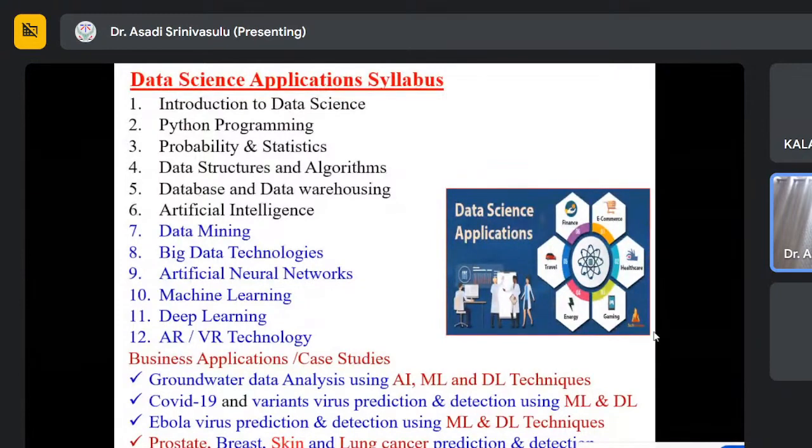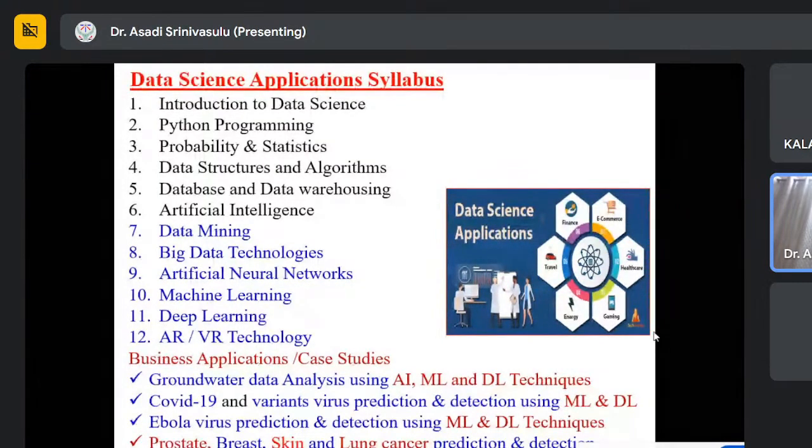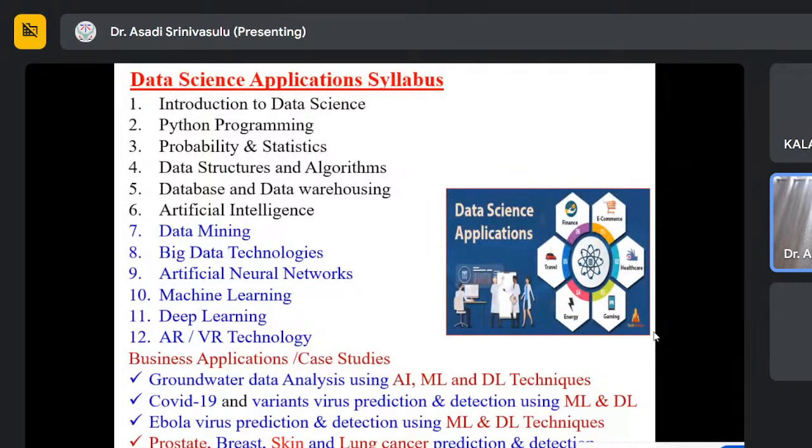So here are 12 major components of the data science syllabus. Introduction to data science: what am I going to cover? What are the dimensions of data science? What are the characteristics? What are the tools and techniques we are using in order to predict and detect various scientific applications? Then Python programming.